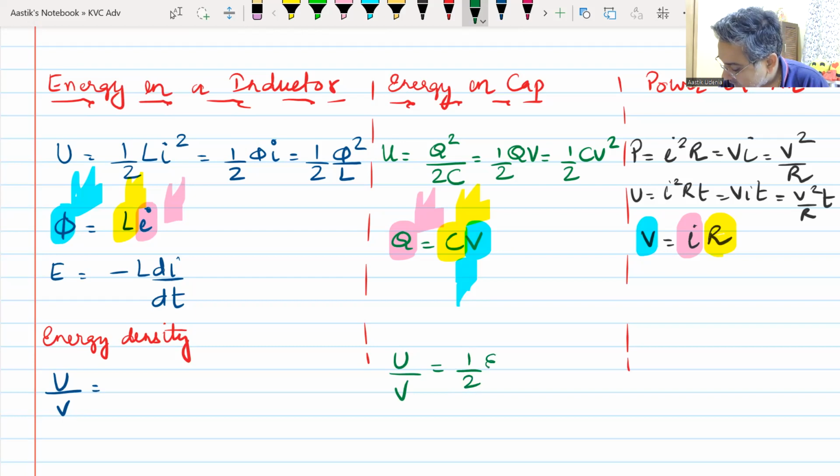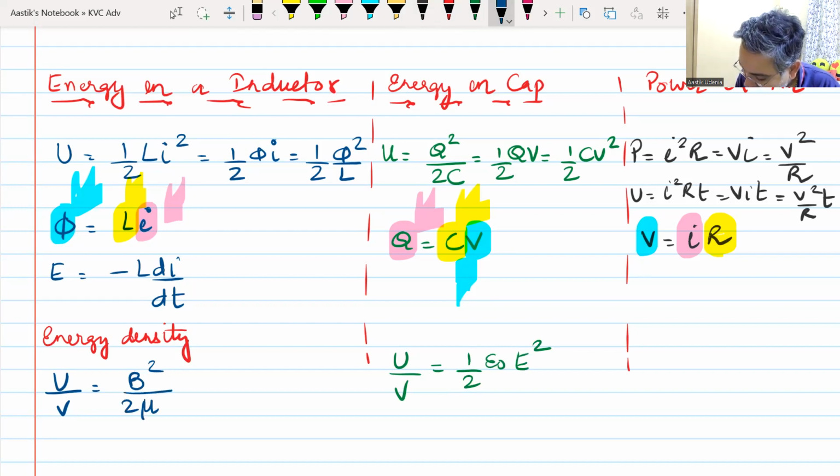Half epsilon naught E square was the formula there. Here, my dear friends, it is B square by 2 mu naught. Epsilon naught for E in the numerator, mu naught in the denominator. This is everything that we have done till now in one column, one table. Even if it is making nonsense, please note it down.